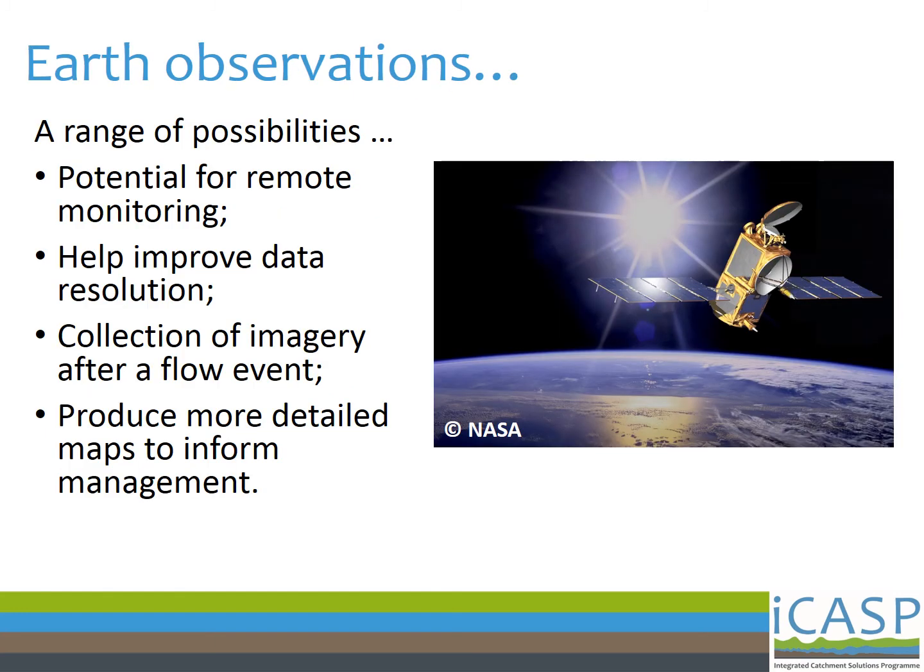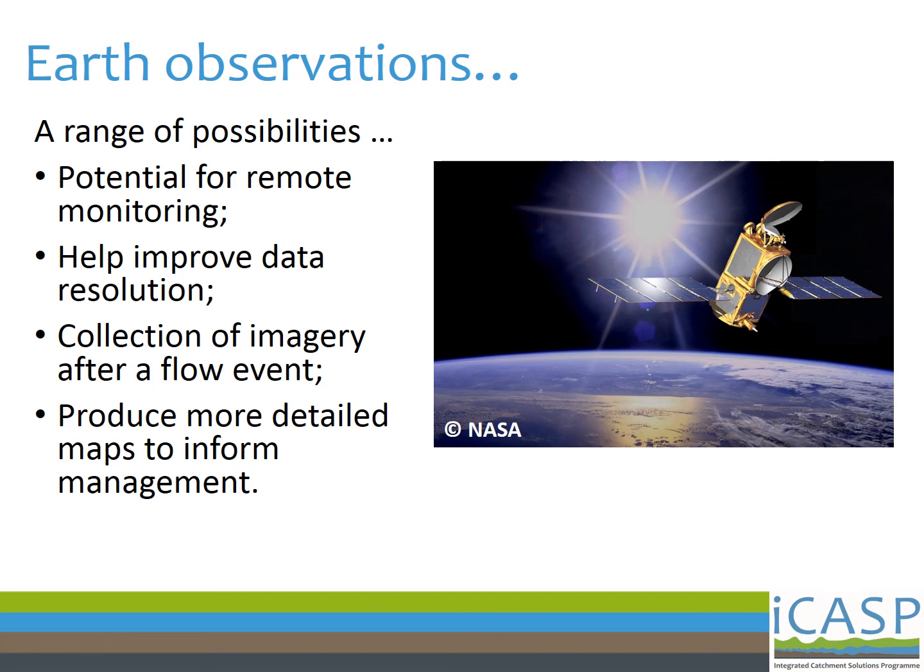Recent advances in Earth observation have really allowed us to increase the resolution of the data that we're using to improve our modelling by looking at seasonal variation and increasing the range of pathways that you can incorporate. So there's a range of possibilities. There's potential for remote monitoring, for example, paying into our payment for outcomes approach. There's possibilities to help improve data resolution. All the satellite imagery that we've processed so far is open access, using open access tools. So we can start to look at seasonal variation.